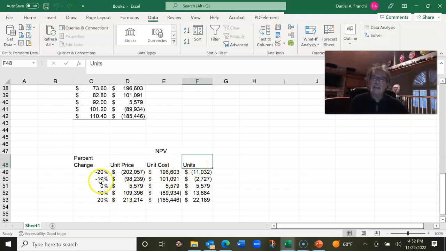And so I'm saying if I drop my unit price by 20%, my NPV is negative 200,000. If I drop my unit cost by 20%, my NPV is 196,000. And if I drop my number of units by 20%, my NPV is negative 11,000. Notice at 0, this is our base case. And so what I want to do is I want to plot this.